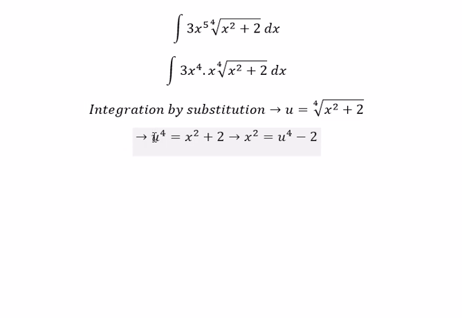Next, we need to first take the derivative of this. And you get 4u to the power of 3 du equals x dx. We divide both sides by 2.